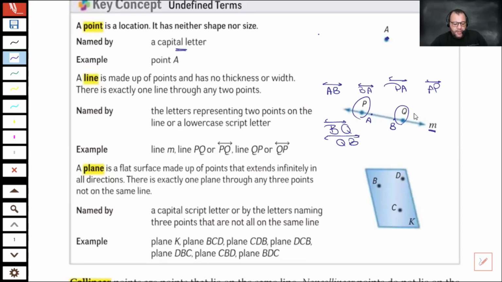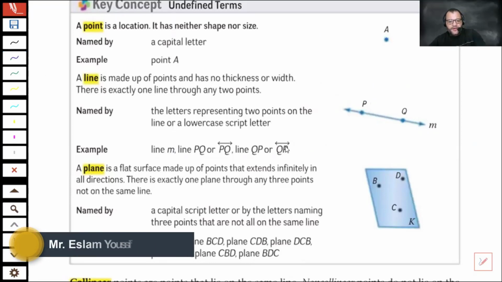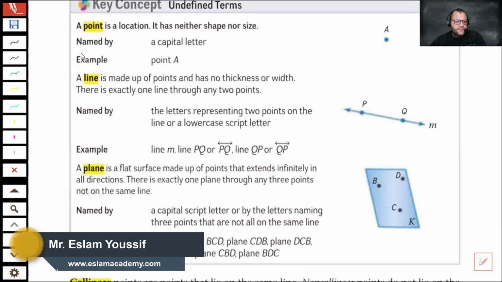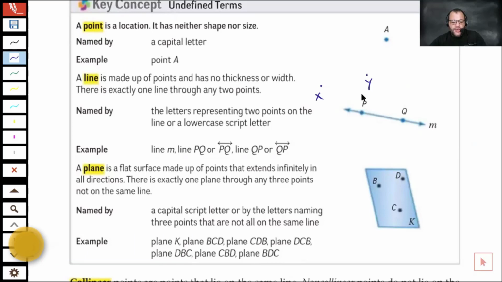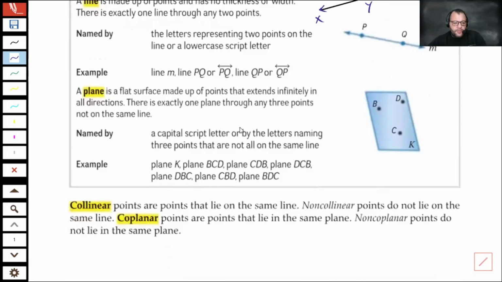For any two points, there is only one line passing through them. If you have any two points, for example the point X and the point Y, there is exactly one line passing through the two points. You can draw only one line passing through the two points.